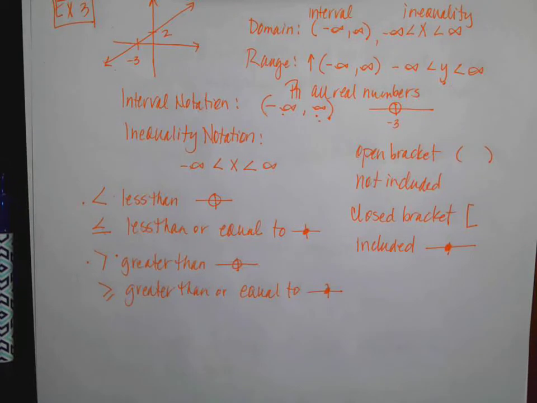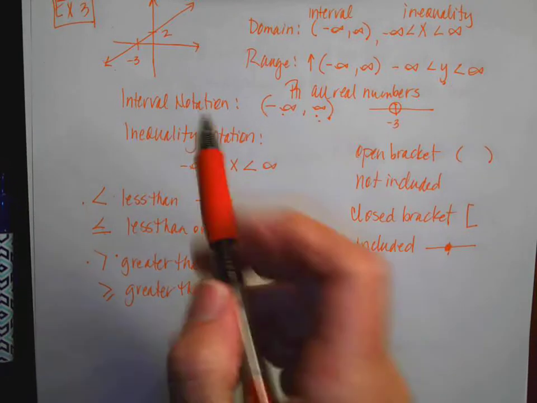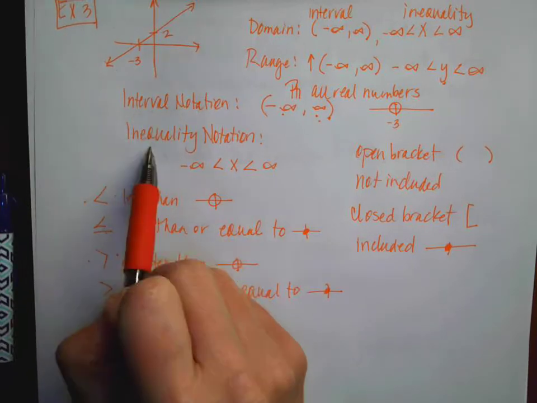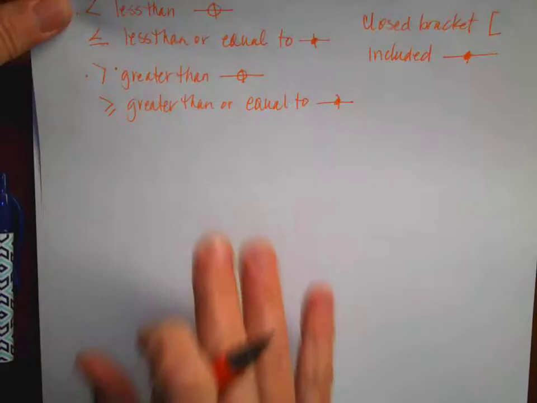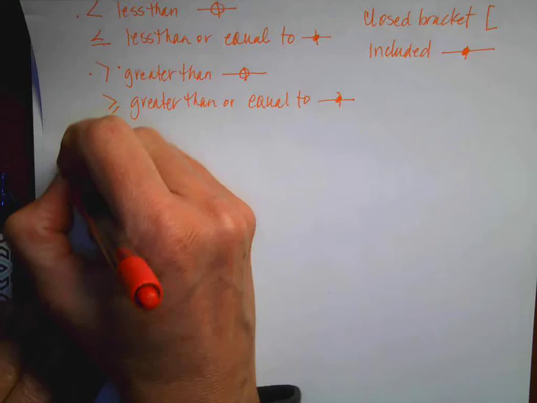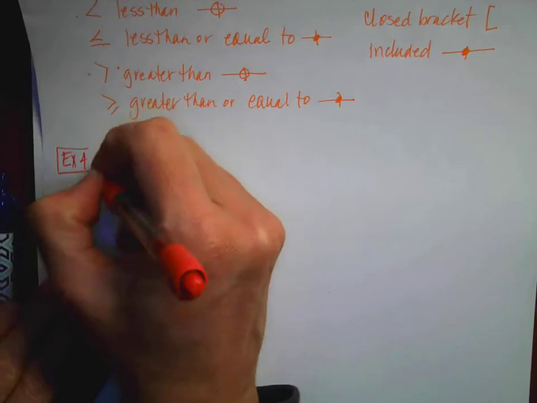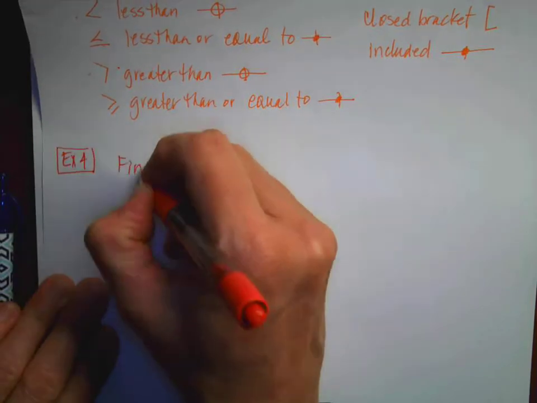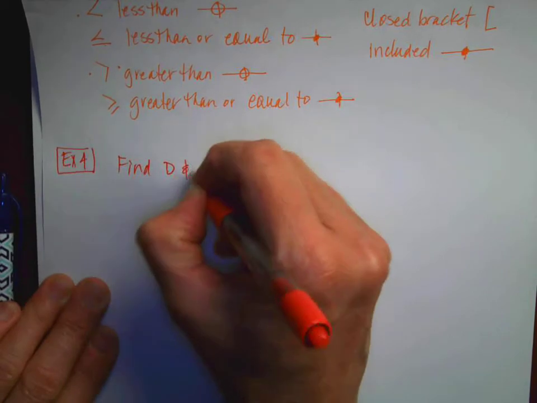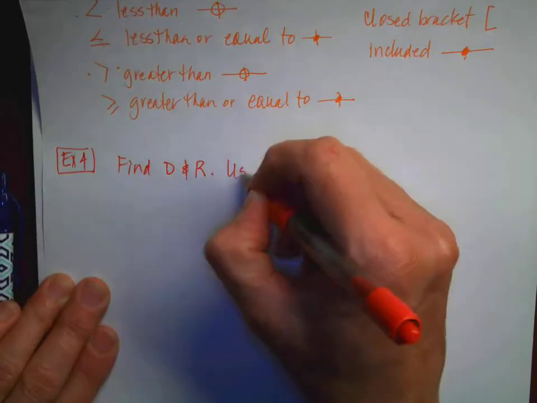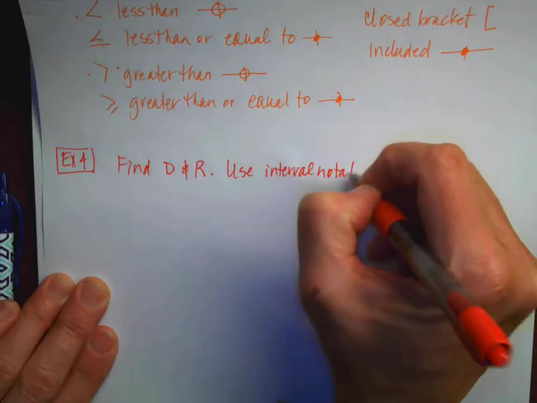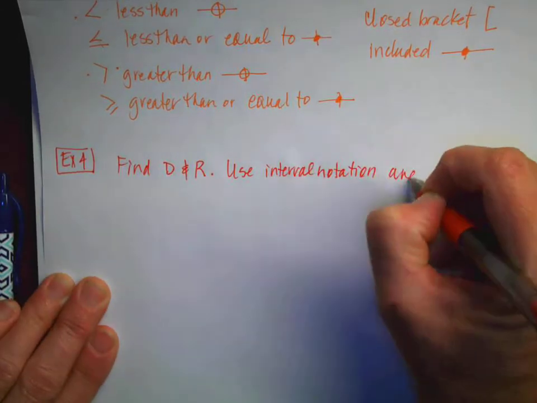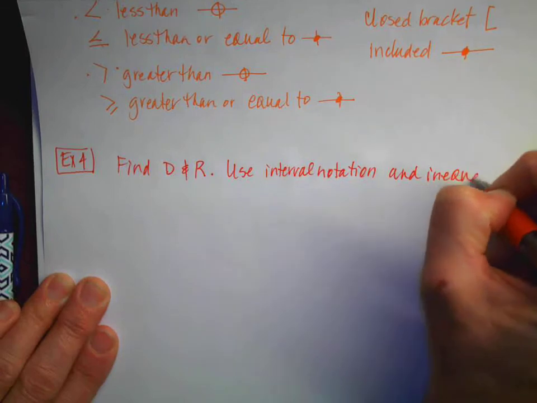Okay? All right, that was kind of a long example because we had to go back and talk about our two different types of notation, interval notation and inequality notation. So for the next example, let me move this page because I've already written down one of our other examples. So for example number 4, I want to find domain and range, and then I want to use interval notation and inequality notation.